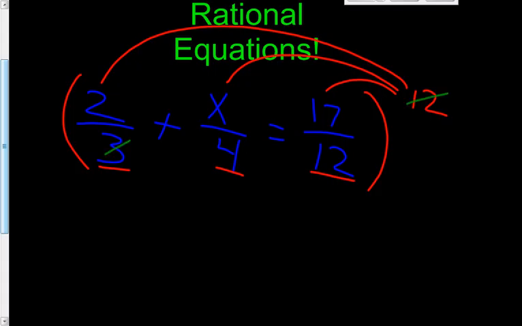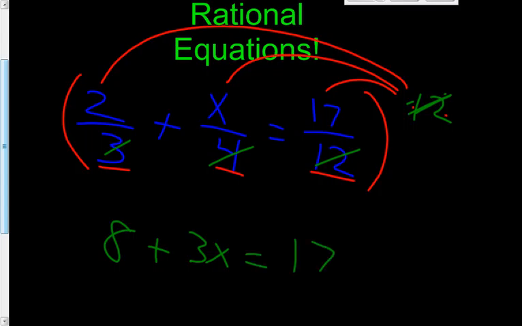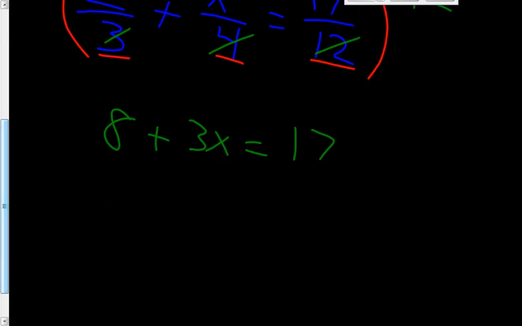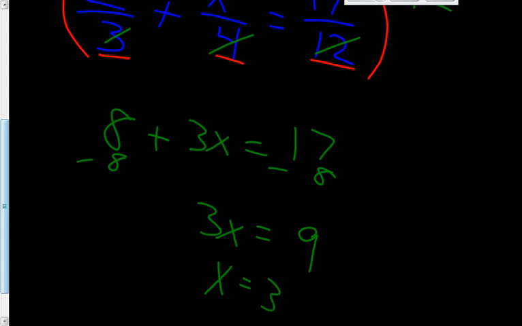12 over 3 is the same thing as 4. So now 4 times 2 is 8. You did the same thing here. You took 12, and then 12 over 4 is 3. So 3 times x is 3x. And then you took 12 times 17/12. These 12s canceled, and you got 17. And then you simply solved it by subtracting 8. So 3x equals 9, and then you got x equals 3.